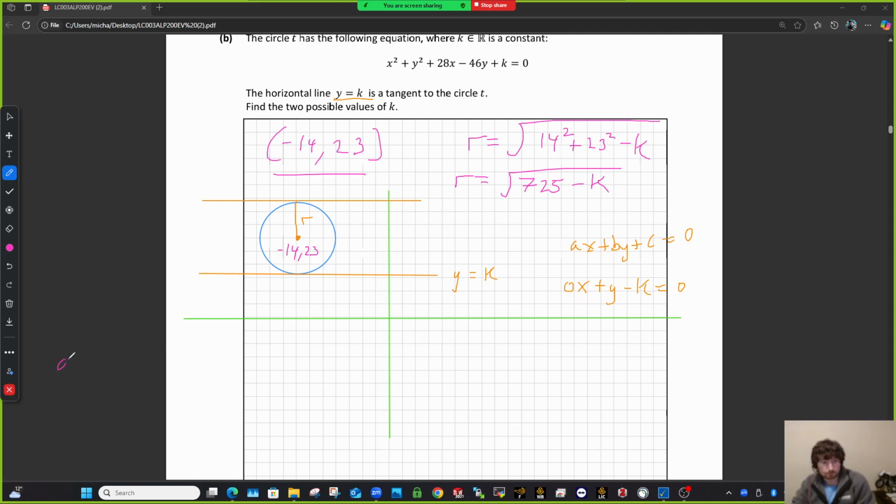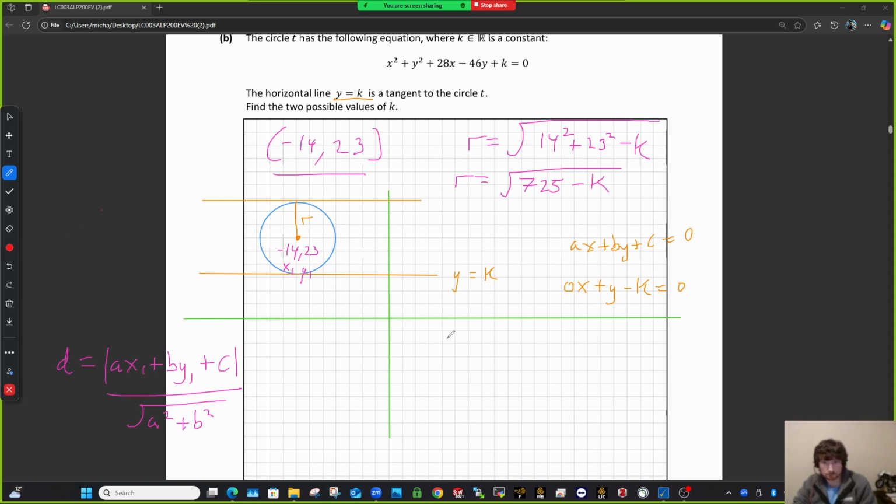Then the formula, I'll write it in here so you understand what's to be done, for those that found this question confusing. It's the modulus of a x1 plus b y1 plus c, over the square root of a squared plus b squared. This here is x1, this is y1, because this formula gets the distance between a point and a line, and the line we're getting it to is the orange line, which has this equation, where a will be 0, b will be 1, and c will be minus k. The distance itself will be set equal to the radius, which is root 725 minus k.